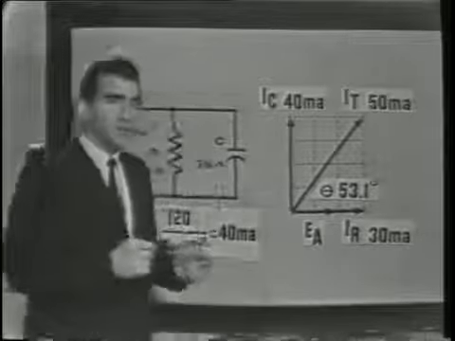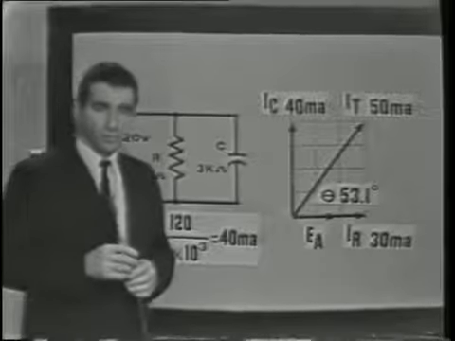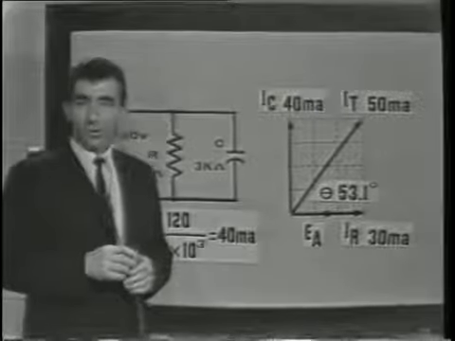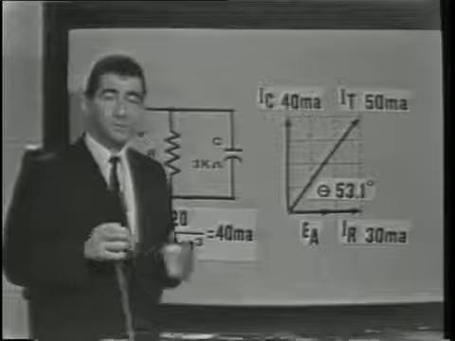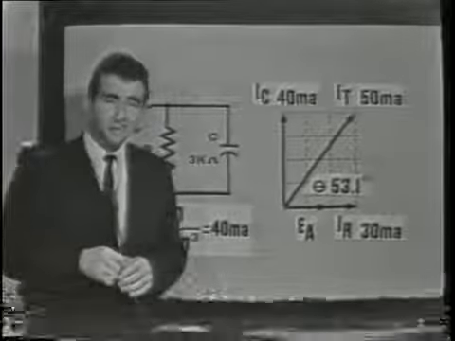Now, impedance vectors are not used in this parallel circuit because a series equivalent would first have to be developed, and for our purposes, it's much simpler just to apply Ohm's law. When we apply Ohm's law, we see that ZT is equal to EA over IT, or 120 volts over 50 milliamps, and the total impedance in the circuit is equal to 2.4 kΩ.